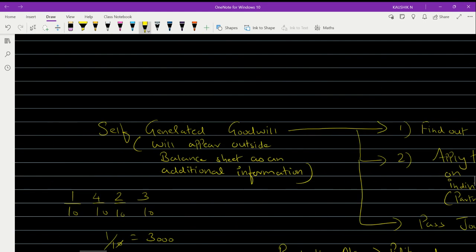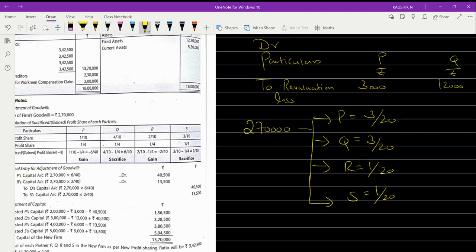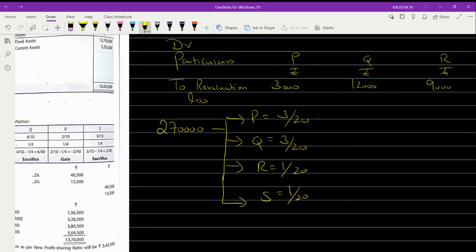Yes, exactly. So now you substitute and derive for me the value, how much will be the value for P, Q, R, and S. Very good. 13,500, right?